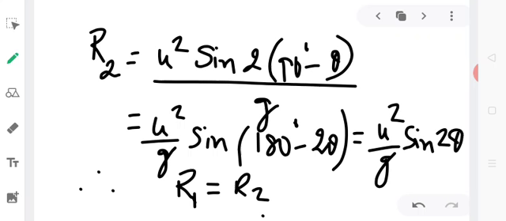An angular projection 90 minus theta with the horizontal is equivalent to an angle theta with the vertical. It implies that the horizontal range is the same whether theta is the angular projection with the horizontal or with the vertical.